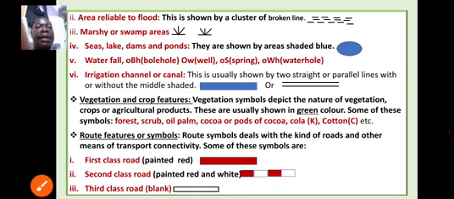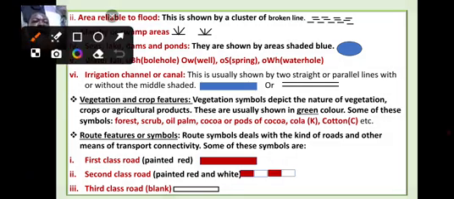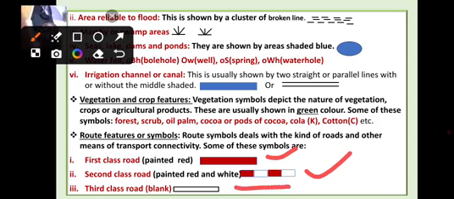So when you look at the slide that I'm showing you here, this one is the class 1 road. It has deep or printed red lines on the topo sheet. Then the second class road has lines with red and white. Then the third class road has no color in it. It's plain or blank space showing the type of road it represents. Good.